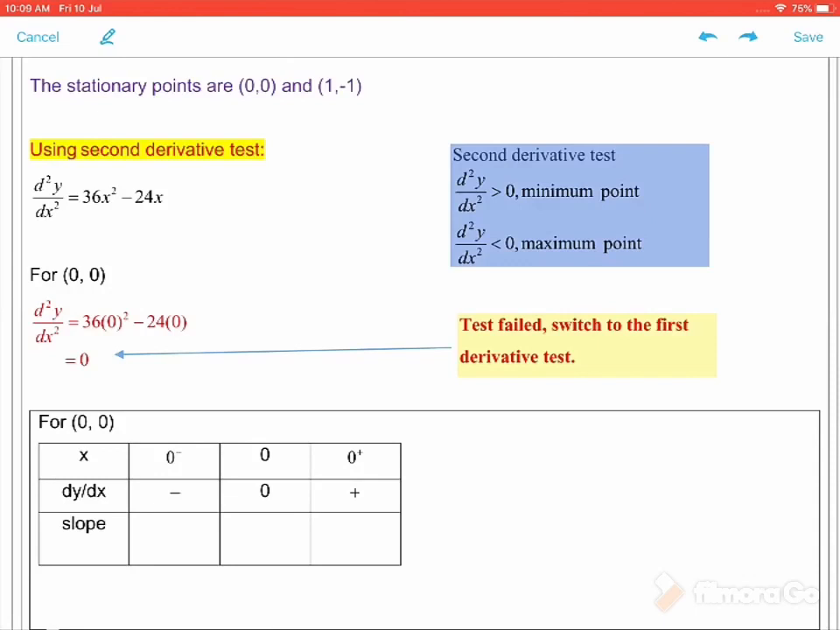If negative, it means the slope is decreasing, 0 is horizontal, and plus is increasing. So that means (0, 0) is a minimum point. For this point, the second derivative test failed, so we have to switch back to the first derivative test.